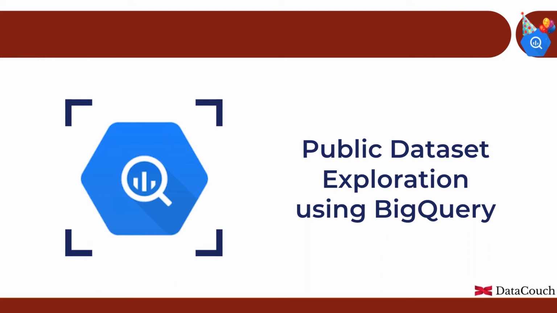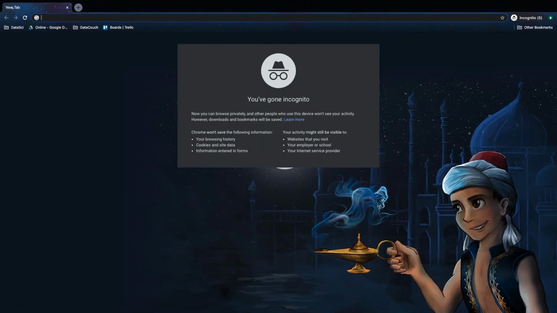First of all, you need to open an incognito window. So I will open a new incognito window so that everything is fresh. I will go to console.cloud.google.com. I will log into the Google Cloud Console and use the email address which I have set up.